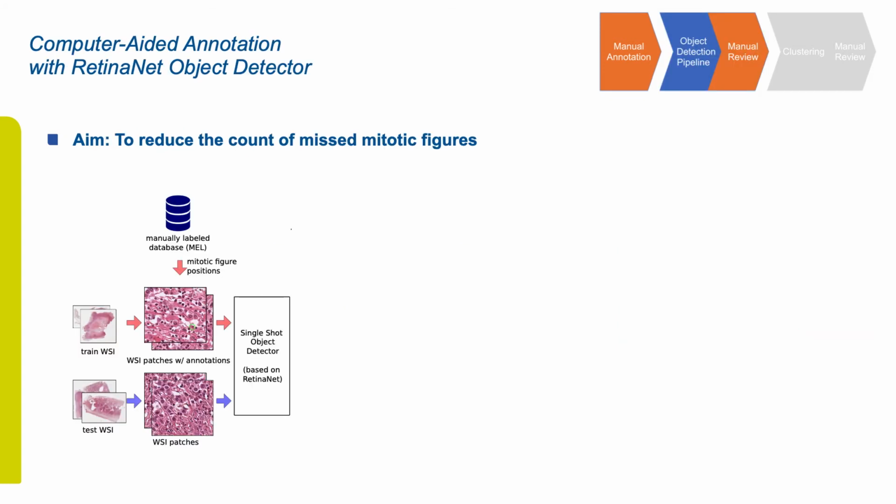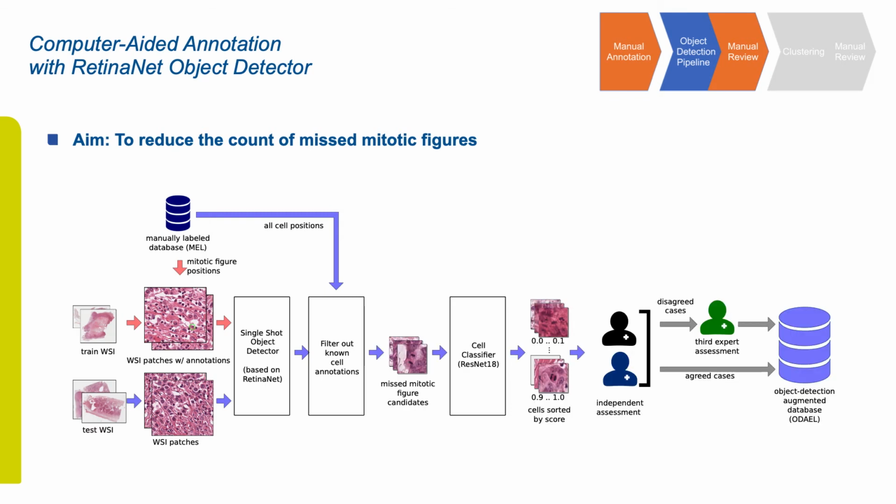Next, we wanted to make sure that no mitotic figure was missed. For this, we trained an object detector in a cross-validation scheme to look for those cells. All previously known cells were rejected afterwards. Since we went for a very low detection threshold, we got vast amounts of cells, which is why we used a ResNet-based cell classifier to pre-categorize the cells and speed up the following manual assessment.